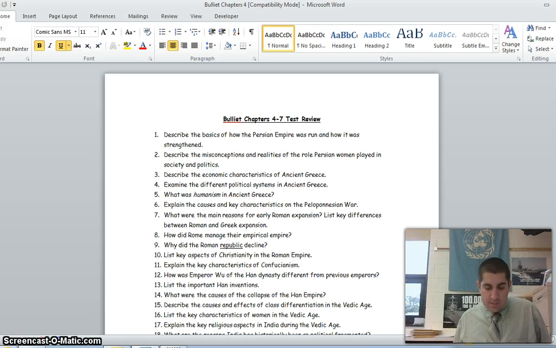Question number 8, focus on establishing provinces, administering them, sending senators to oversee them.